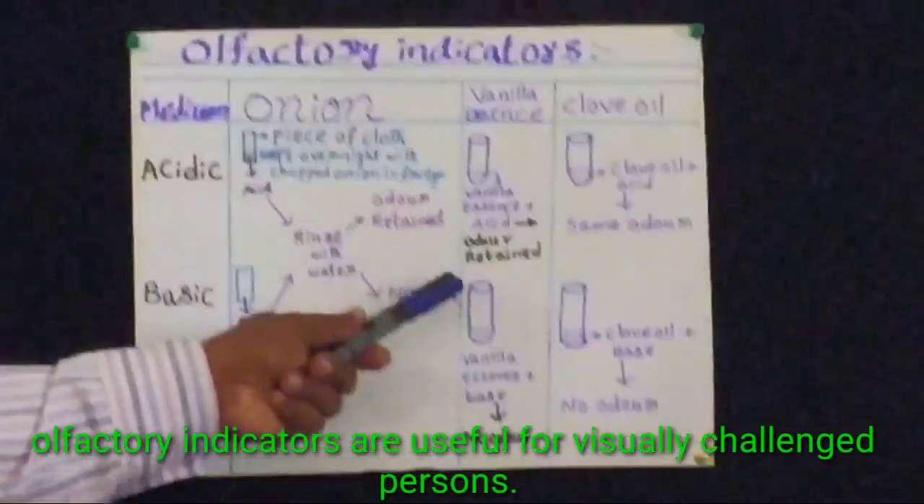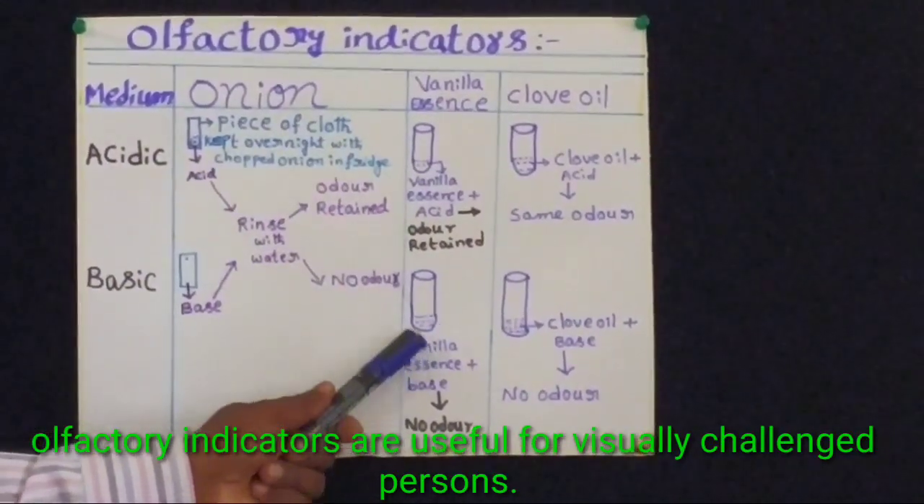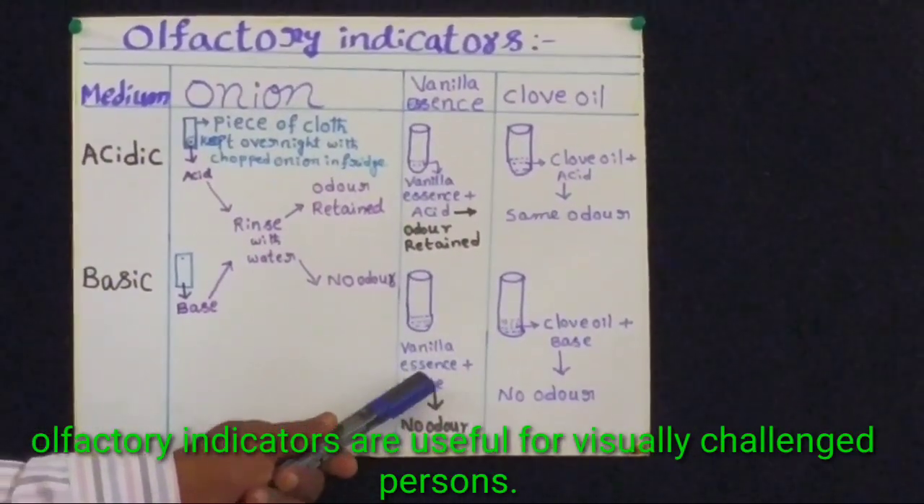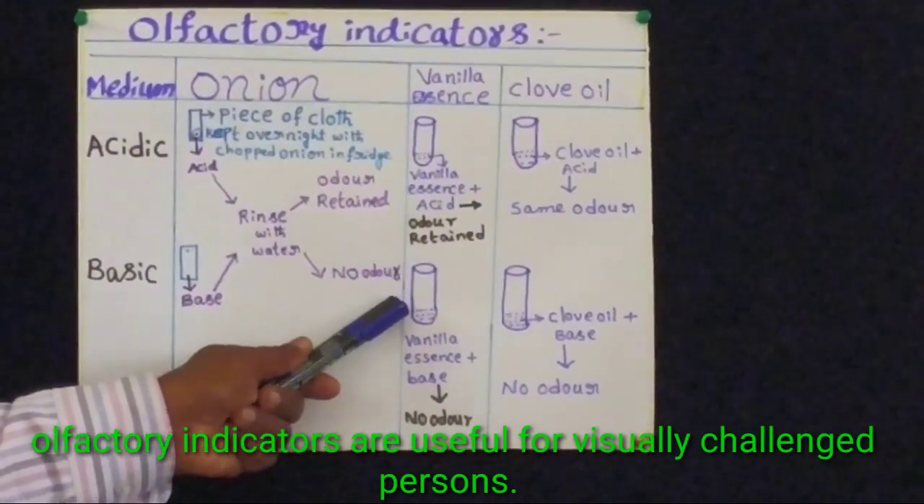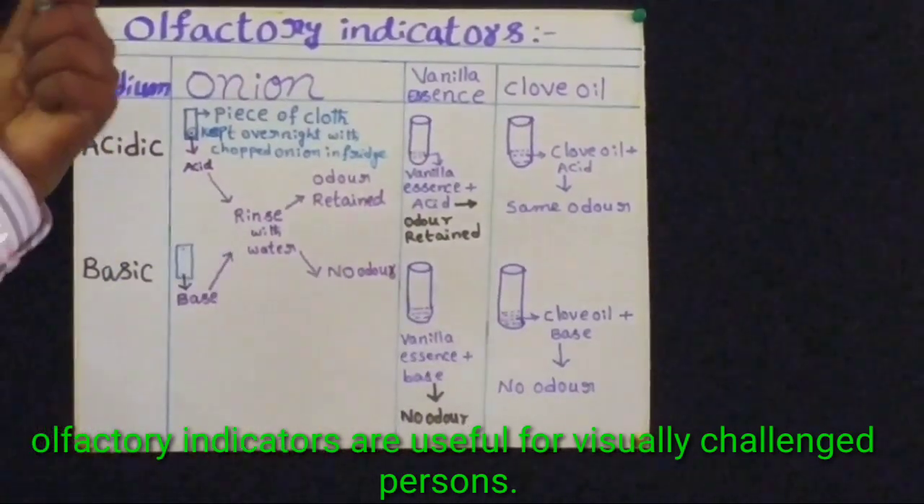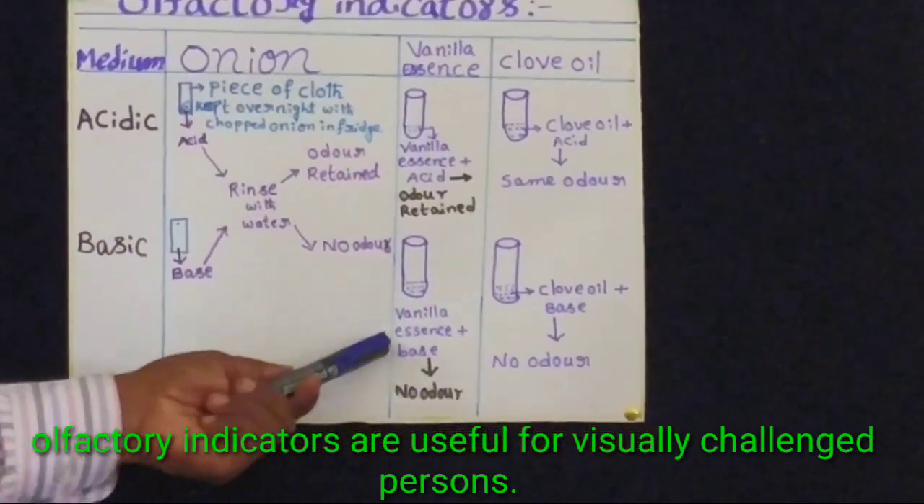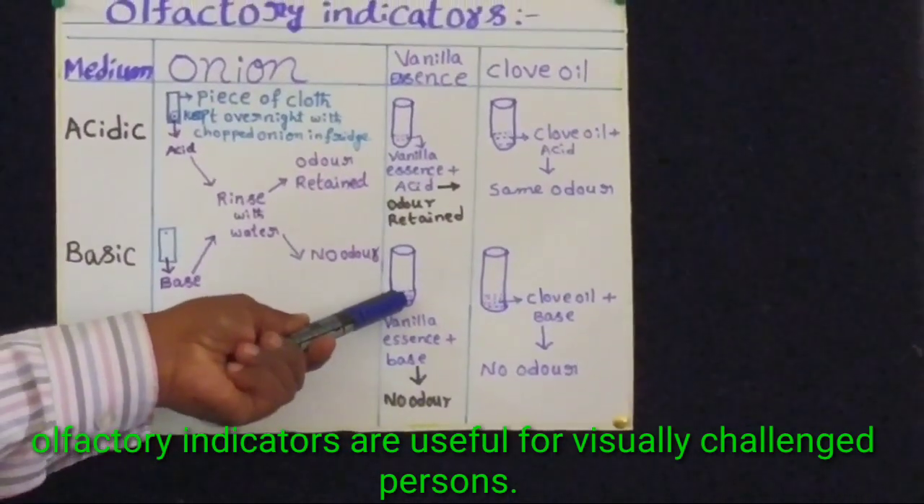Now we take another test tube. To this test tube we add vanilla essence and add base solution. Here the vanilla essence odor is lost. That means there is no odor of this vanilla essence solution.